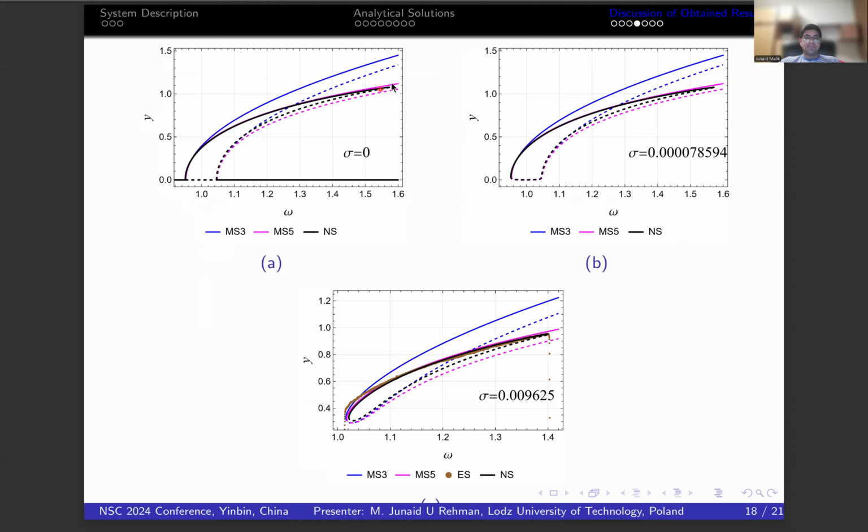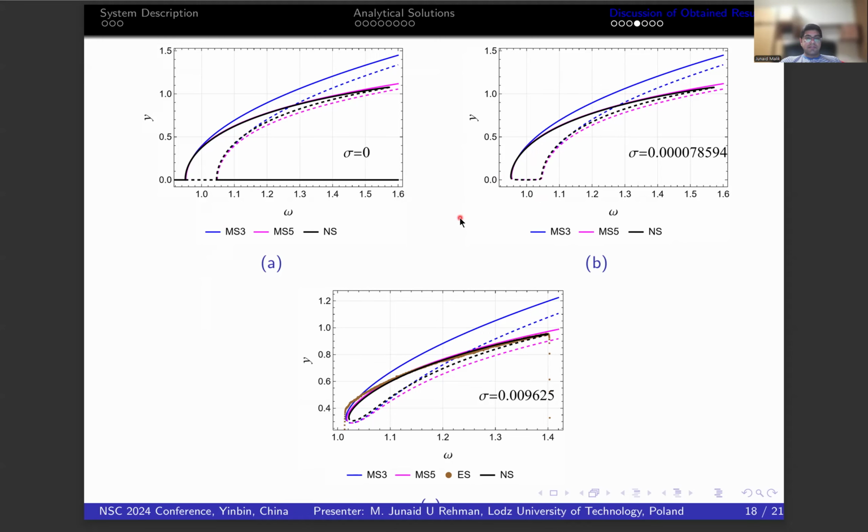So if you see here, actually we have three different values of sigma, and we can discuss. And the MS5 stable curve represents probably the same hardening effect as the numerical solution, but the unstable part of multiple scale MS5 shows a more hardening effect. So for the large value of amplitude, the stable and unstable parts of MS3 and MS5 are not connected at one point, but the numerical response curve meets at one point.